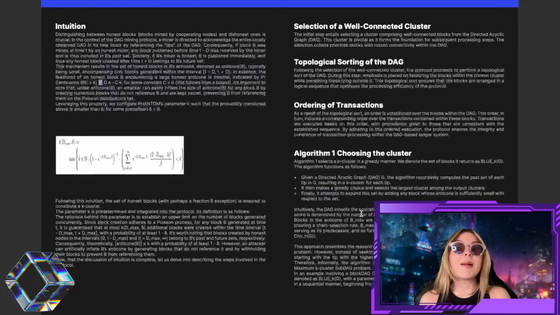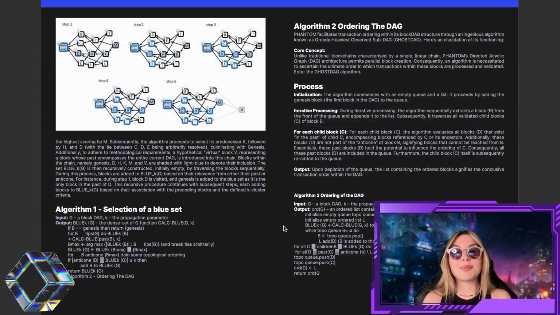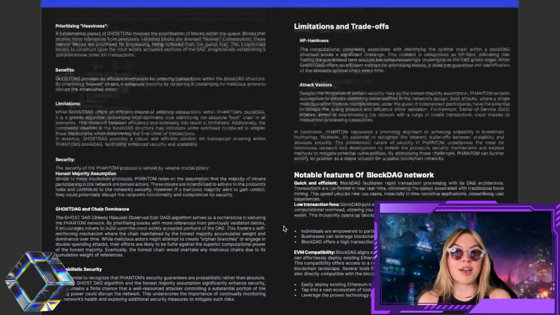You guys can see it even over here in the intuition and everything else that's going on over here, literally step by step, and simplifying everything that goes on over here, completely transparent and giving you guys everything you need to know and understand how everything in BlockDAG works.